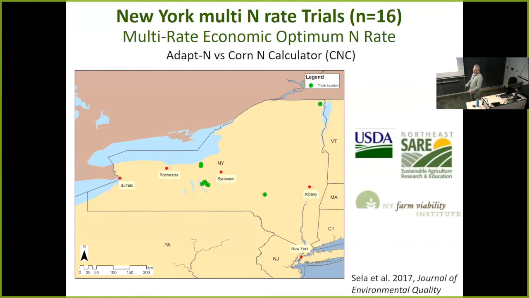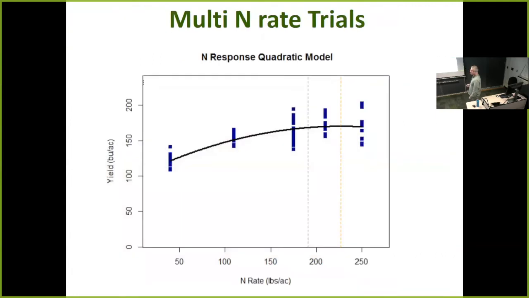So we wanted to compare our adaptive approach to this static tool. And we did it using multiple N rate trials. What is that? This is trials where you have multiple N rates, where you collect the yield, and then it allows you to construct this curve. It's called the response curve. And you can actually calculate the optimum N rate for a specific season, for a specific field.